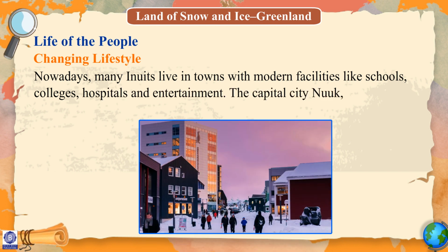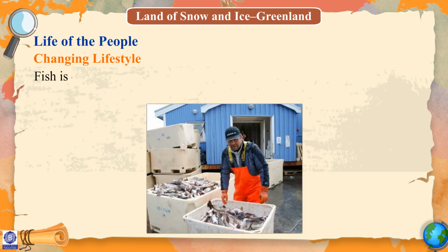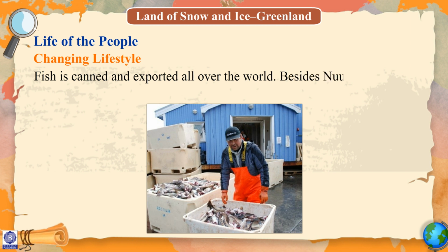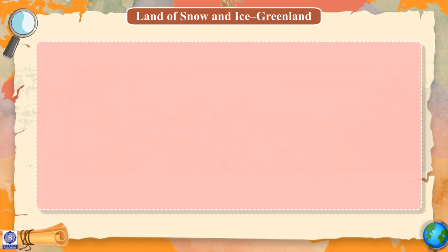The capital city Nuuk, previously known as Godthab, is a modern city. It is an important center for processing fish. Fish is canned and exported all over the world. Besides Nuuk, Sisimiut is another important town in central western Greenland.